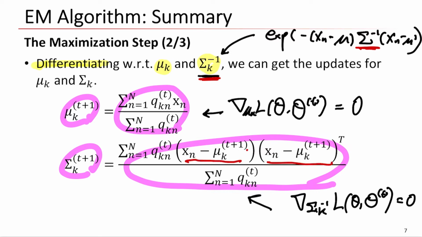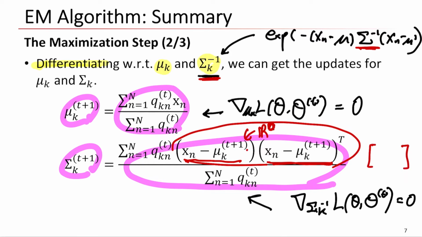Interestingly, actually this term is the R T vector, right? So this term is a T by T matrix, right? So this is also a T by T matrix term. Okay, so now we have the two terms mu k t plus 1 and sigma k t plus 1 given mu k t and sigma k t and pi k t.